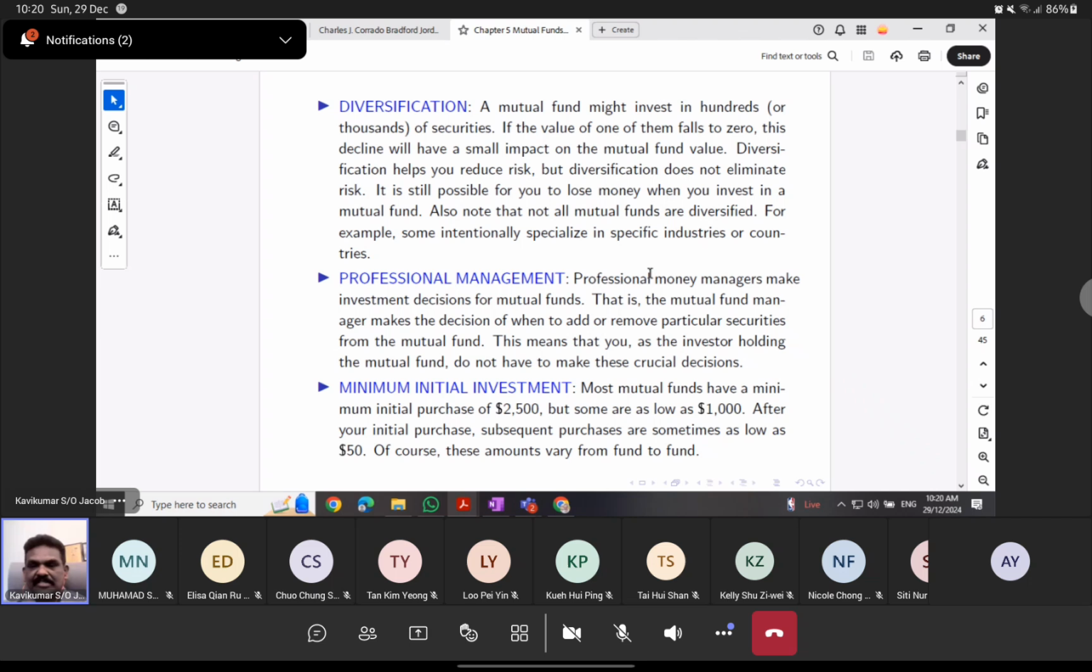And professional management. Professional money managers make investment decisions for mutual funds, because an advantage is that we can hire professional management. They will advise us which mutual fund is best to invest in. The mutual fund manager makes the decision of when to add or remove particular securities from the mutual fund. This means that the investor holding the mutual fund does not have to make these crucial decisions. Without professional management, it's not advised to make any drastic decision to invest in any kind of mutual funds.